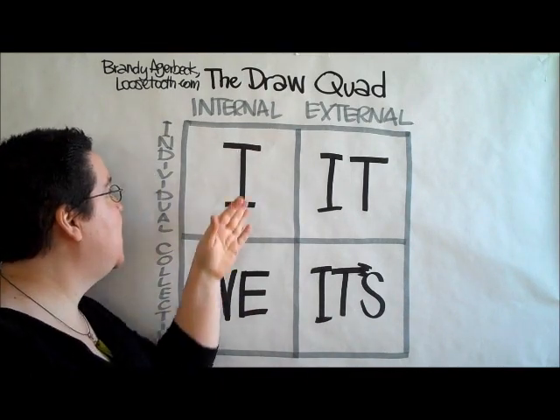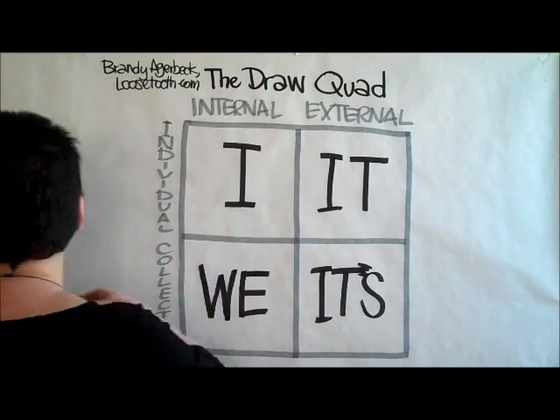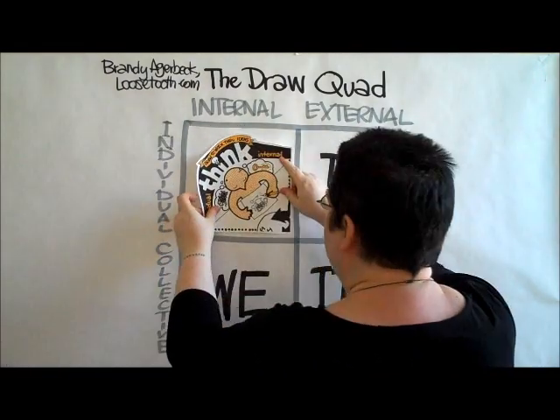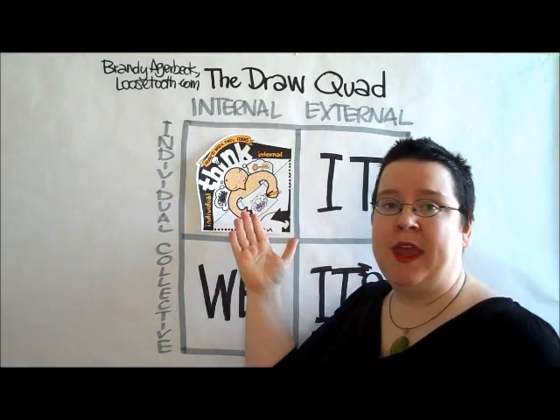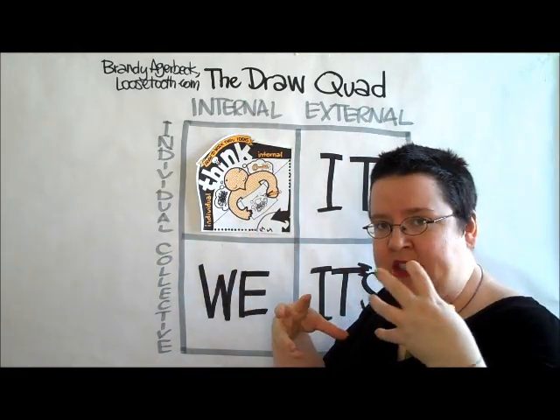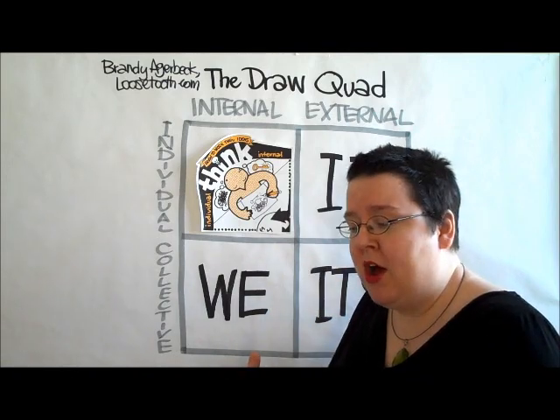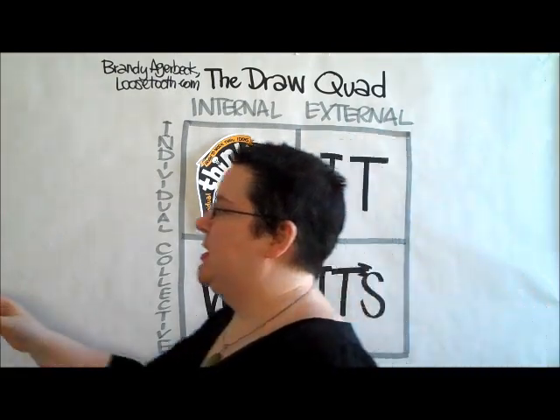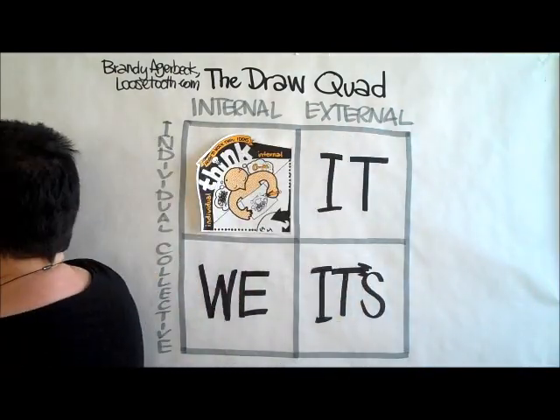So in the internal individual quadrant, the I quadrant, you get drawing to think. This is drawing to think through your ideas. So these are the kind of private drawings that you make to get your ideas out of your head onto paper that are just for you. The second quadrant is the danger quadrant.